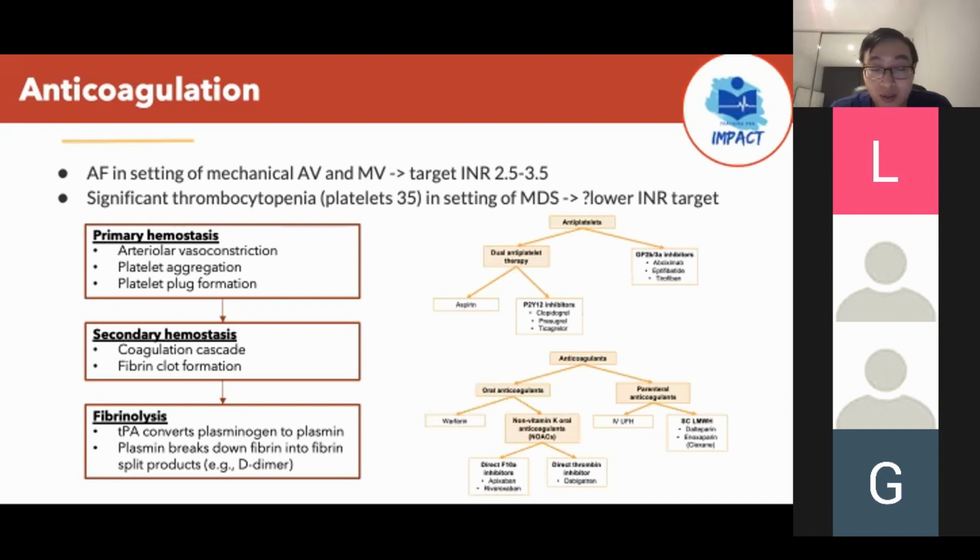And naturally, this had us scratching our heads for quite a long time. Naturally, we consulted hematology on this issue. They discussed it at length with multiple consultants and ultimately recommended a slightly lowered INR target of 2 to 2.5 if the platelets were below 40, which it was on admission. And if the platelet count ever rose above 40, then to target the normal INR target of 2.5 to 3.5.